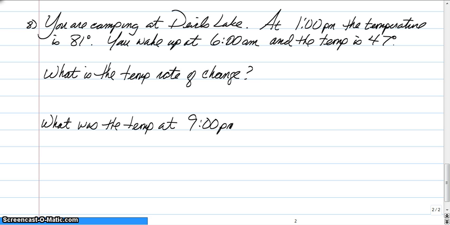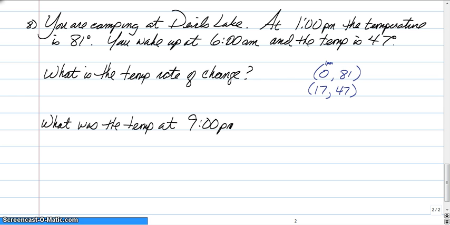Basically, the first thing you want to do is at 1 p.m. we can call that our 0 hour. Okay, 1 p.m. we can call our 0 hour because that's when we're starting, and we find out that it is 81 degrees. And then at 6 a.m. you should have calculated that as 17 hours later. Okay, so 6 a.m. is 17 hours later, and the temperature is 47 degrees.